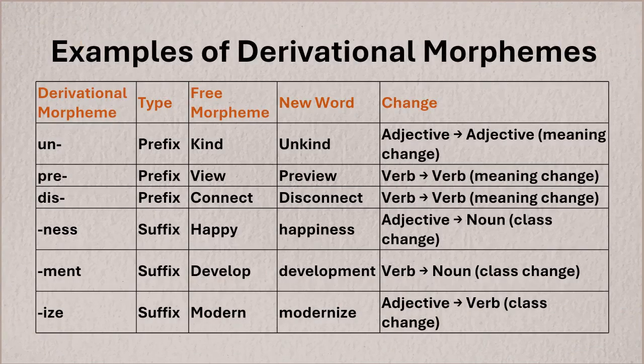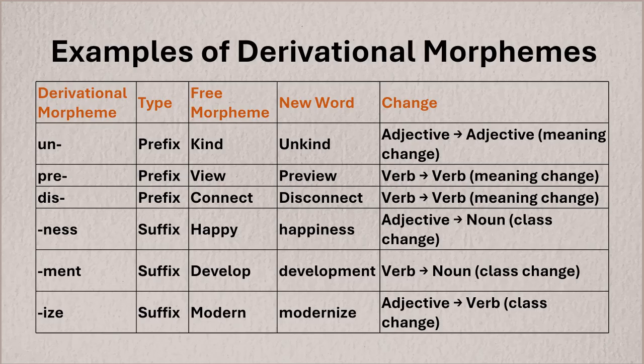Here we can see some common examples of derivational morphemes, their types, and how they change the meaning or grammatical category of words. The morpheme un is a derivational prefix. When added to the beginning of the free morpheme kind, it forms unkind, which remains an adjective but carries the opposite meaning. This shows that the prefix un changes the meaning of the word without altering its grammatical class.